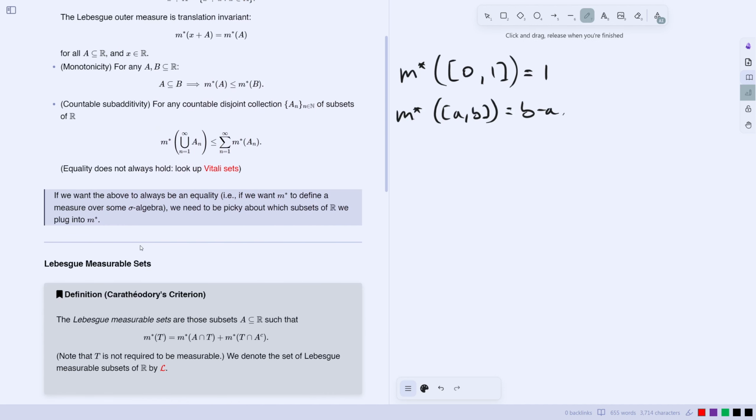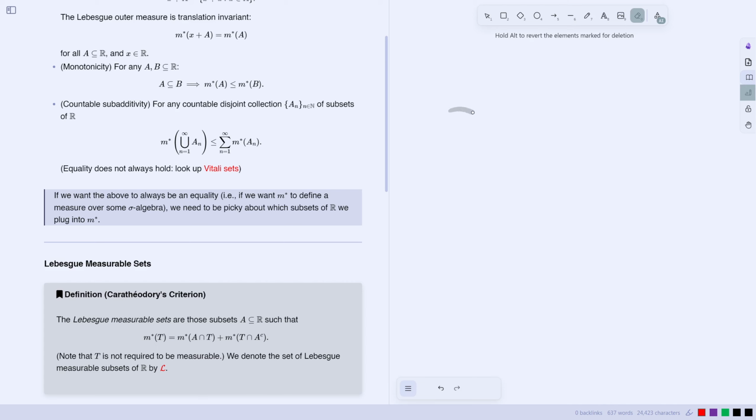So Carathéodory, I think that's French, I don't really know much about him, but he came up with this criterion for what sets we restrict our attention to, to ensure that we have equality here. And we're going to call those sets Lebesgue measurable sets. Those are the subsets of the real line such that this condition holds. Now let me break down what this is talking about.